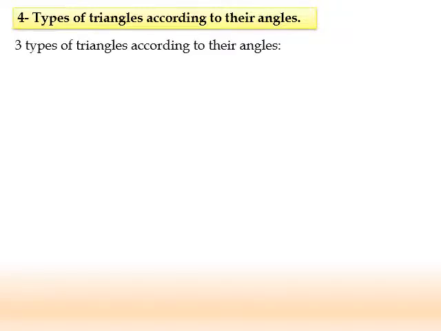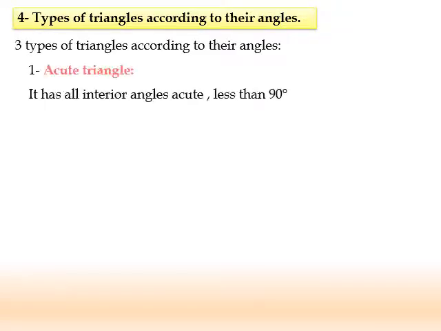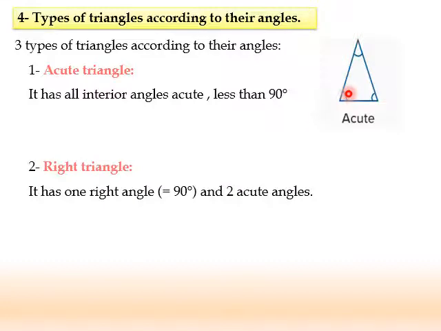Types of triangle according to their angles. We have 3 types of triangle according to their angles. Acute triangle, it has all interior angles acute, less than 90 degrees. It's the shape of an acute triangle. Each one of these angles is an acute angle, and we know that acute means its measure is less than 90 degrees. The second type is right triangle, which has one right angle, and the other 2 angles are acute, and certainly they are complementary.